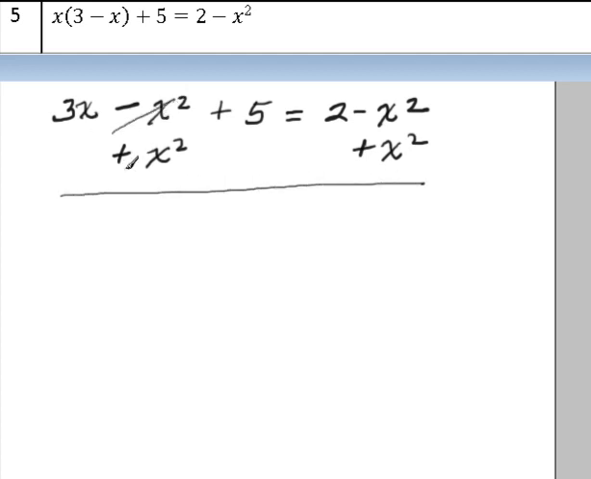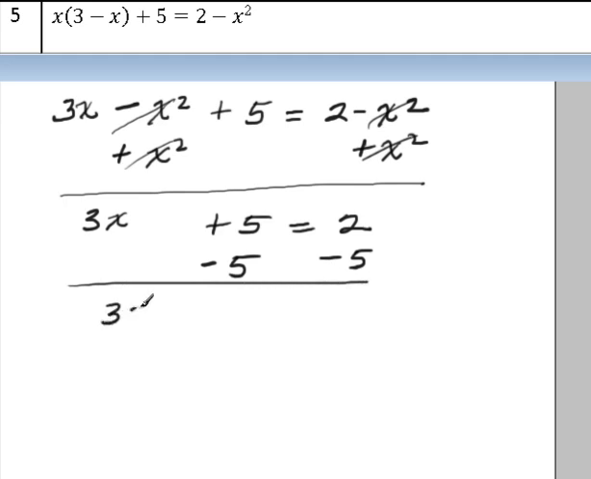All right, so these cancel, and we have 3x plus 5 is equal to 2. So we see this turned into a linear equation. And we'll subtract 5 from both sides. And we have 3x is equal to minus 3. And finally just divide by 3. And we have x is equal to minus 1.